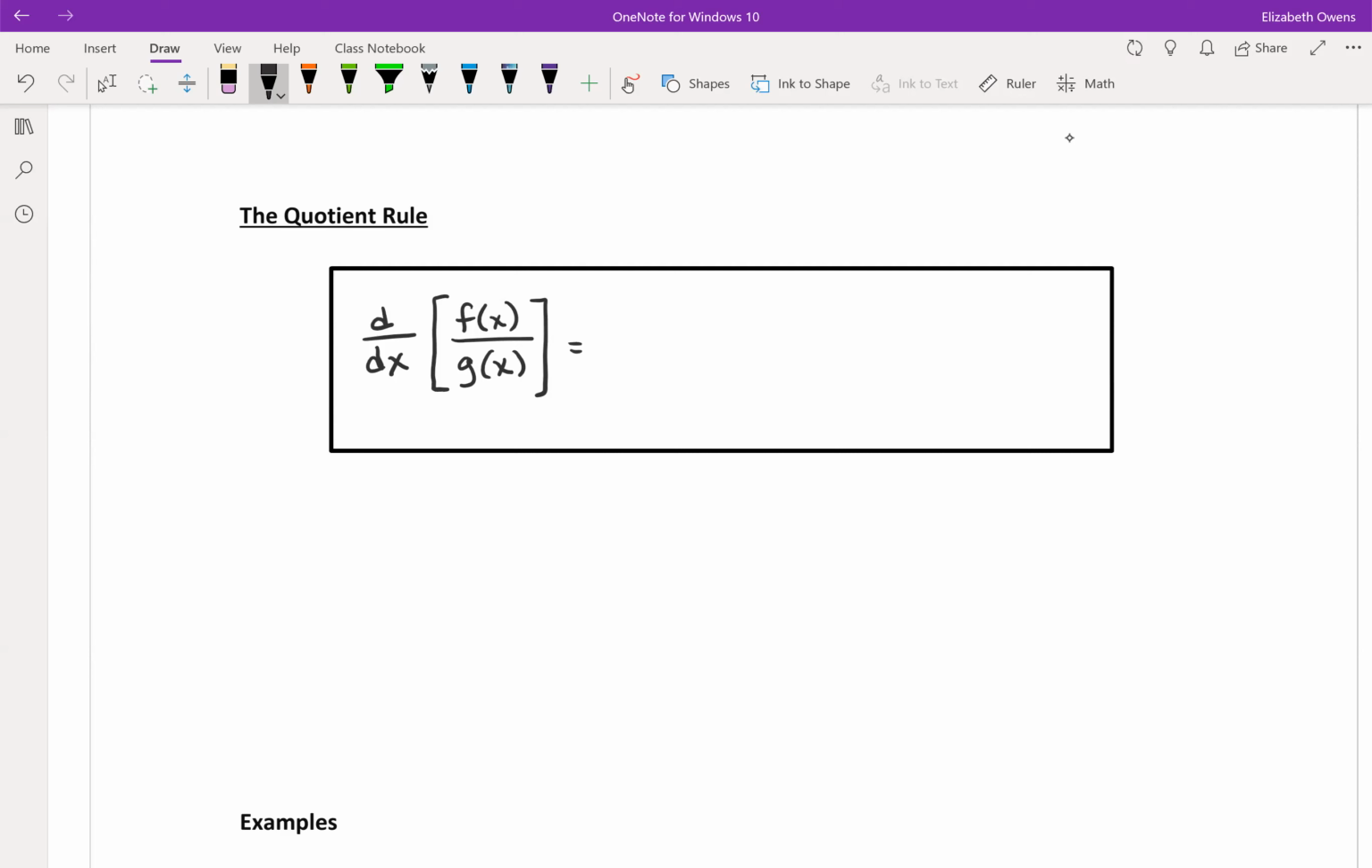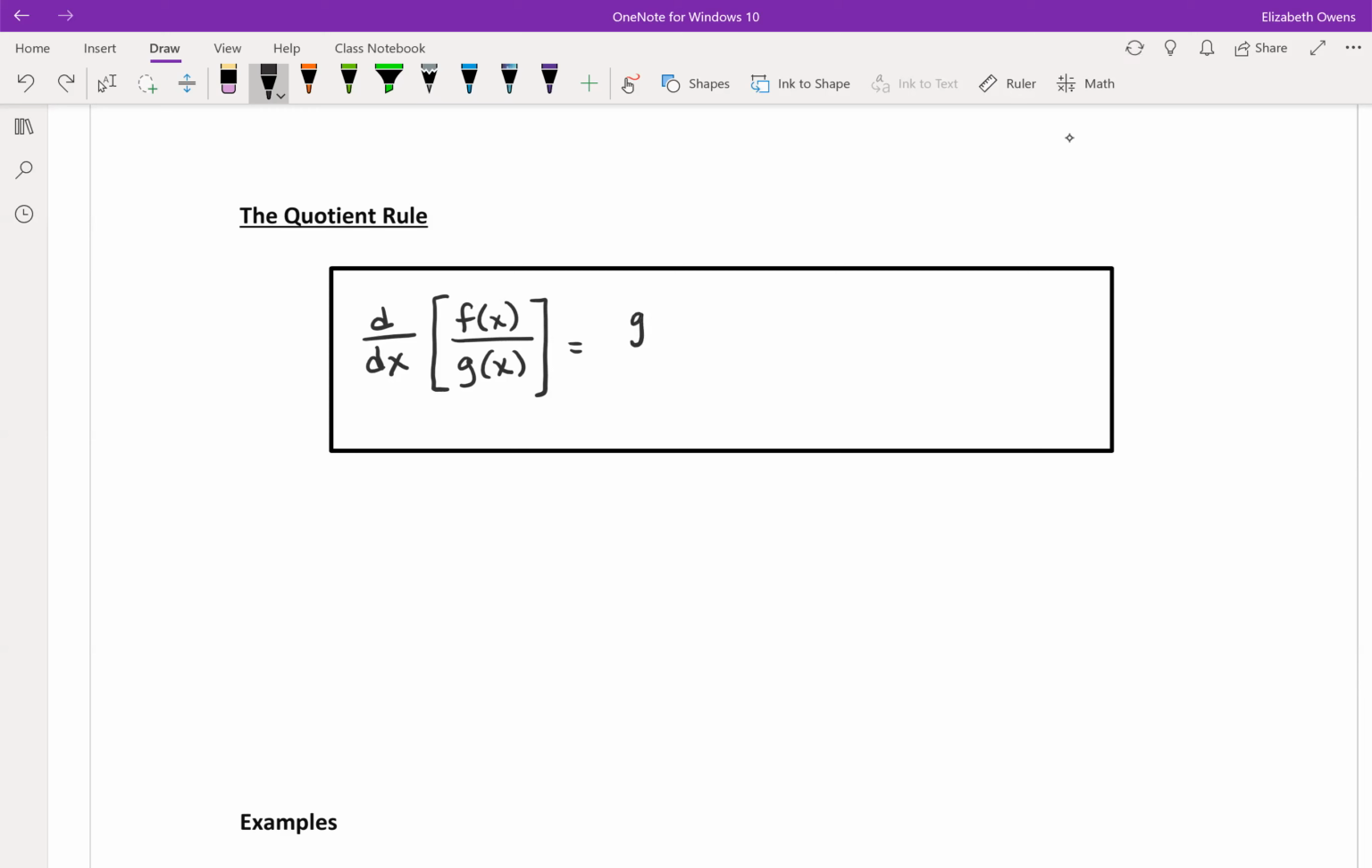And leave yourself some space for this. This is the result of that derivative. You can't just take the derivative of the top and the bottom and then divide those. That is not how it works. It's a lot more complicated than that, unfortunately, I suppose. But here is the rule.